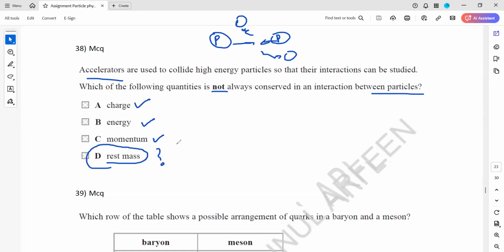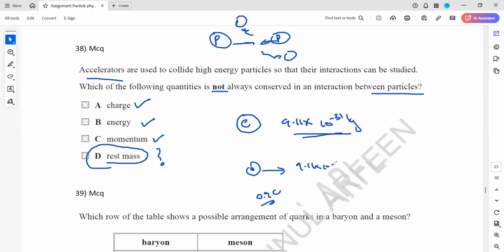What is the meaning of the term rest mass? Rest mass means the mass when the particles are moving at a slower speed or are stationary. Let's say the electron has a mass of 9.11 × 10^-31 kg. But when the same electron moves close to the speed of light, let's say at 0.9c, where c is the speed of light, the mass does not remain constant, the mass starts to increase. It won't be 9.11 × 10^-31 kg. It will be greater than this value.